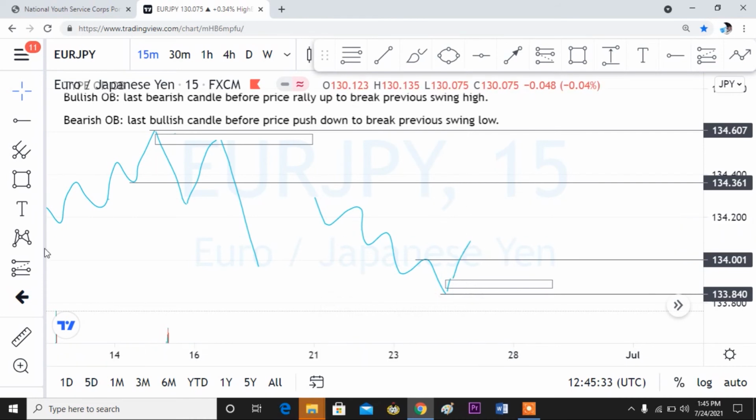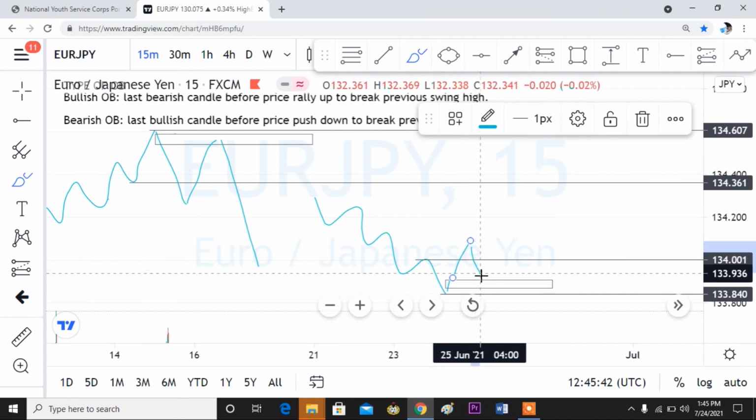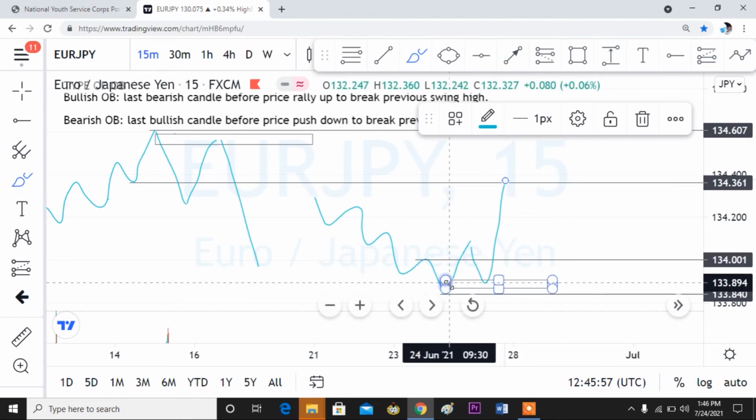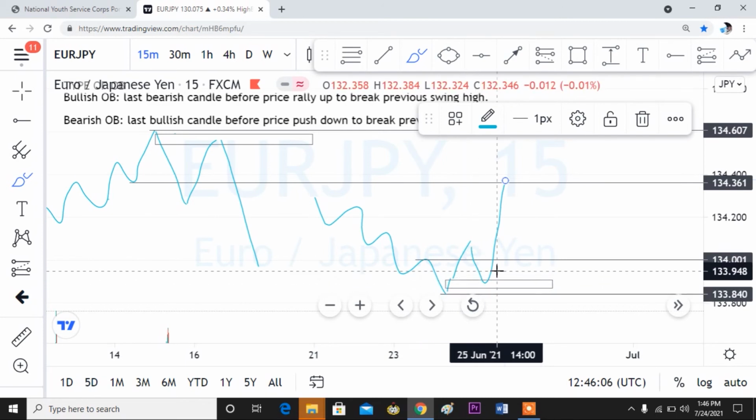So in this case, we have to wait and see a move of this nature to this previous bearish candle that breaks the market structure, and then this is what will happen. So this last bearish candle that resulted in this push is what we call the bullish order block. Now this might actually take some time, but once you are able to get it right, it usually gives good risk to reward trades.